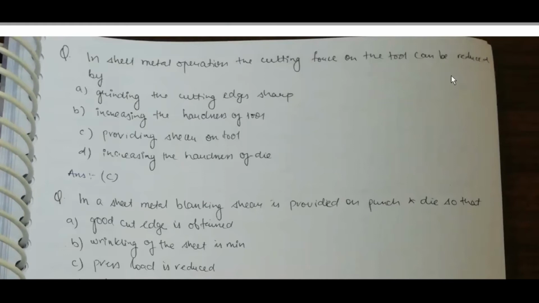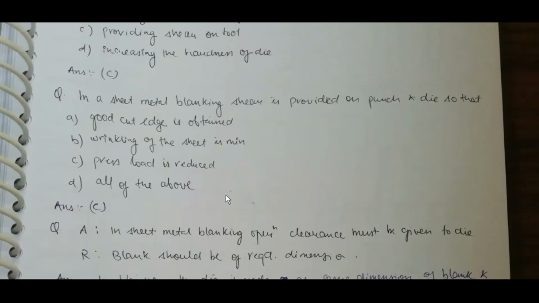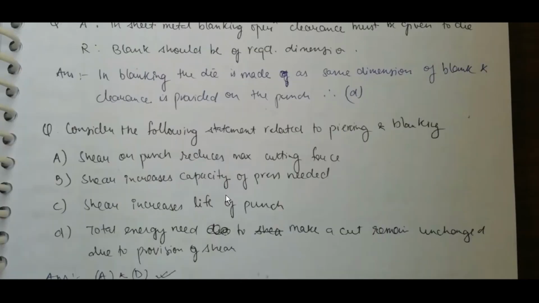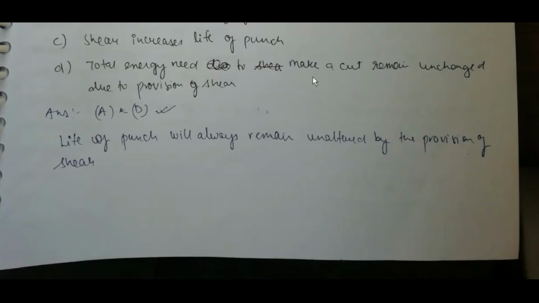In sheet metal, cutting force can be reduced by providing shear. In sheet metal blanking, shear is provided on the punch and die so that the pressure load is reduced. Consider the following statements relating to piercing and blanking. Shear on the punch reduces the maximum cutting force. The total energy needed to make a cut remains unchanged due to the provision of shear.